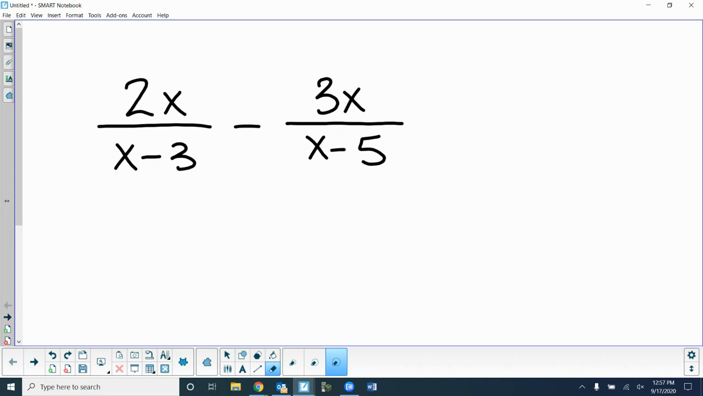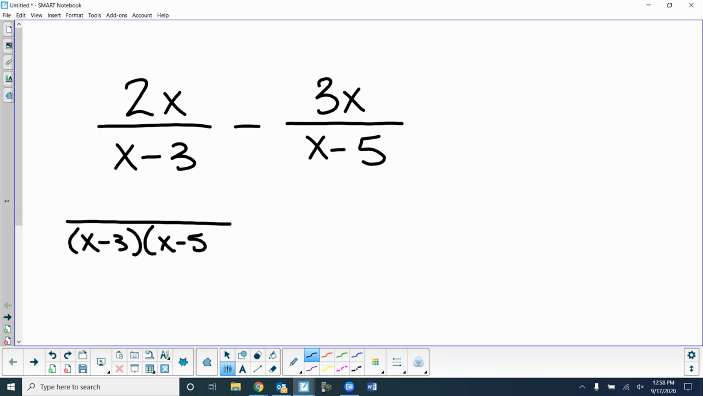Okay? So, when we add or subtract, we have to have a common denominator. The first thing we do for the addition and subtraction ones is try to factor the denominators. Will either of those denominators factor? No. If you can't factor them, you write both of them down as the common denominator. So we need x minus 3 and x minus 5.